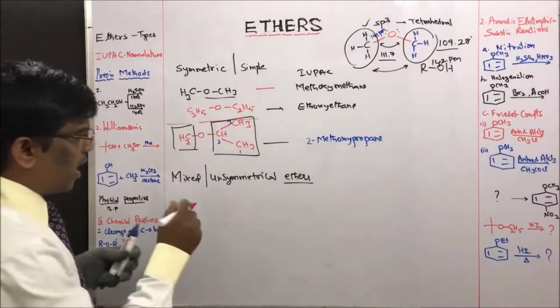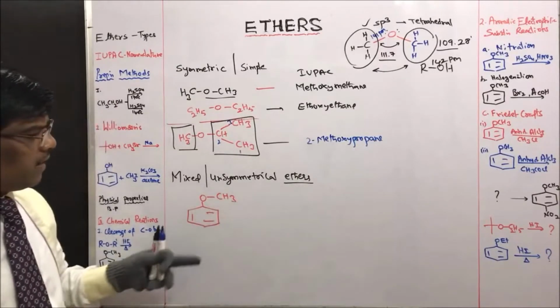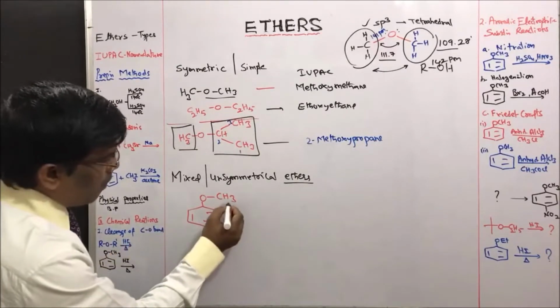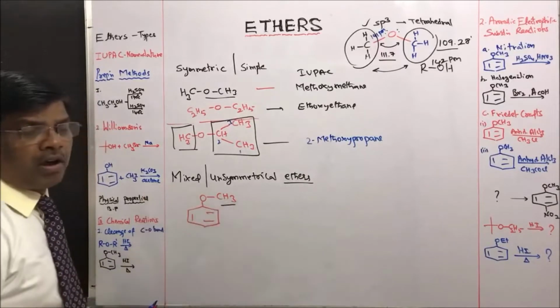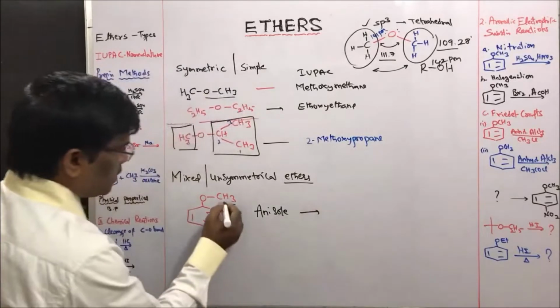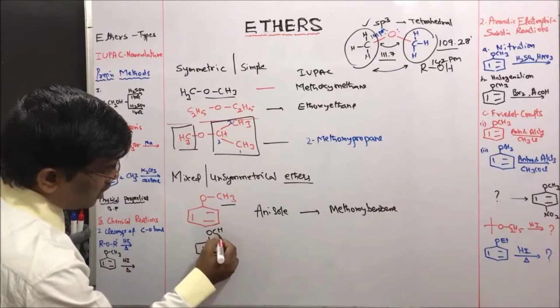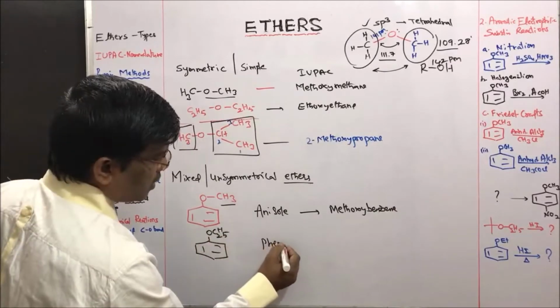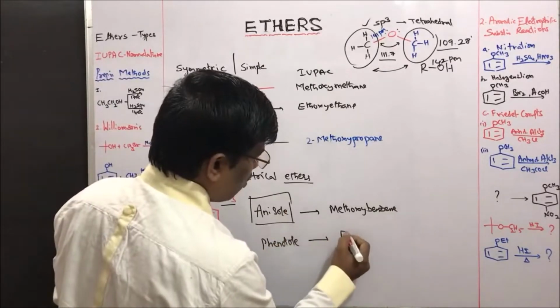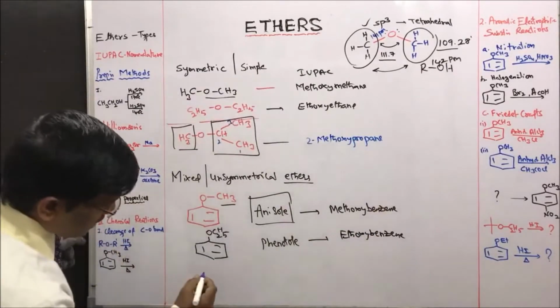Let us take some aromatic compounds. This is one of the mixed ethers where one side is aryl group, the other side is methyl group or alkyl group. Common name is anisole, and the IUPAC name is methoxybenzene. When it comes to C2H5, the common name is phenetole. It is ethoxybenzene.